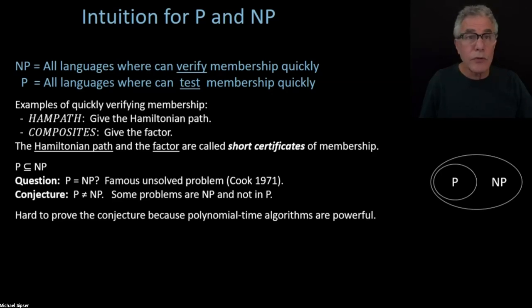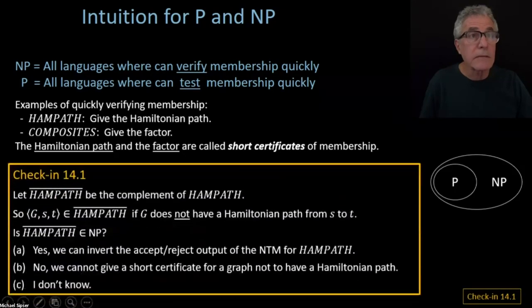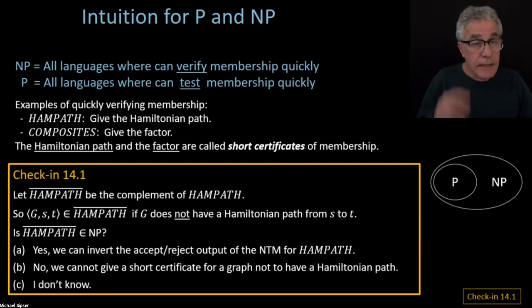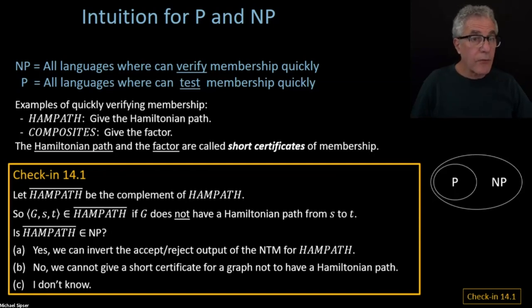So what I thought we would do is, I think I have a check-in here. Yes. And then we'll stop for a break. So let's look at the complementary problem, Hampath complement. So that's, you're in the language now if you don't have a path. So is that complementary problem in NP? Okay, so for that to be the case, we would need to have short certificates of when a graph does not have a Hamiltonian path. So I leave it to you. There are three choices.